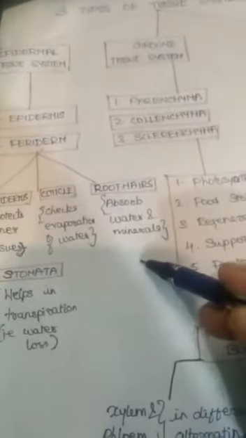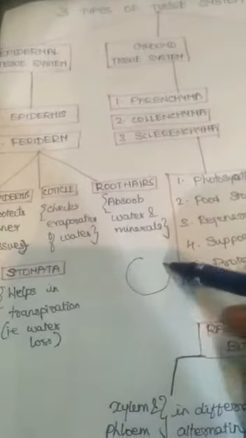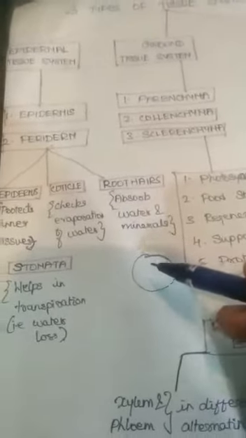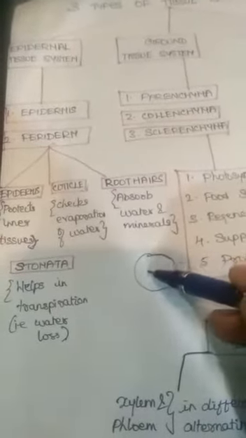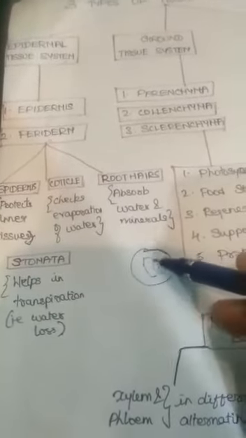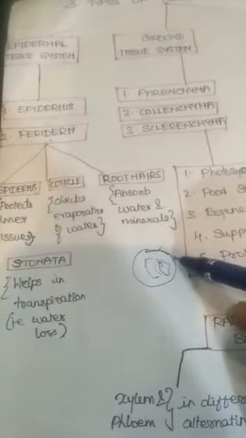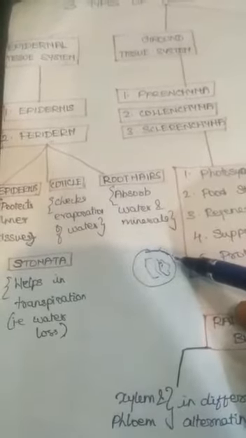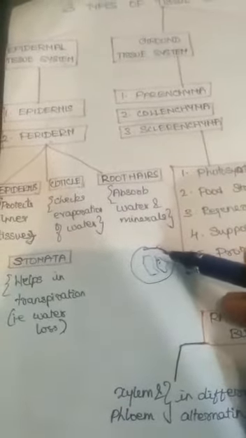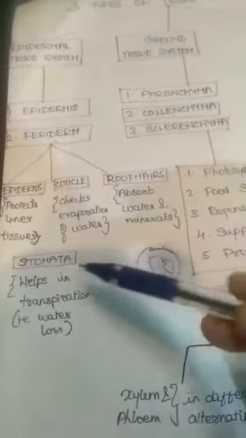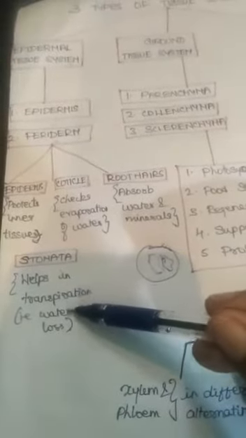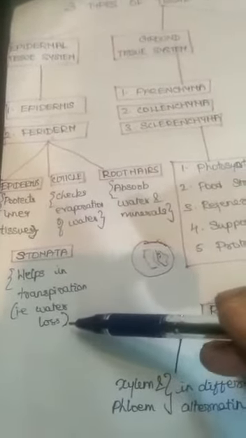See, this epidermis is the outermost layer. Okay, what is the work of this epidermis? It protects the inner tissues. Okay, and small pores you can see in the epidermis. These small pores are nothing but stomata. Okay, the stomata helps in transpiration. Transpiration means water loss. It will check the water loss.